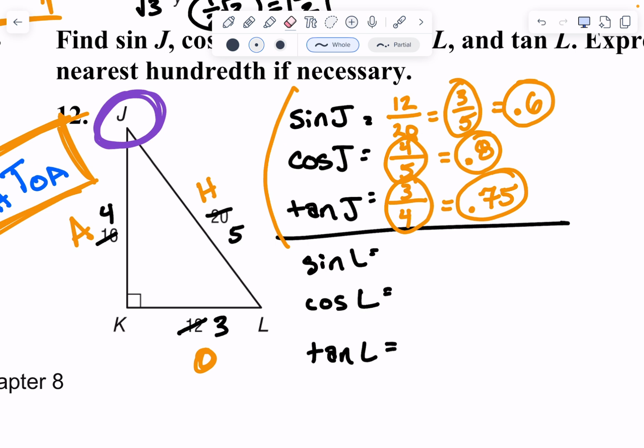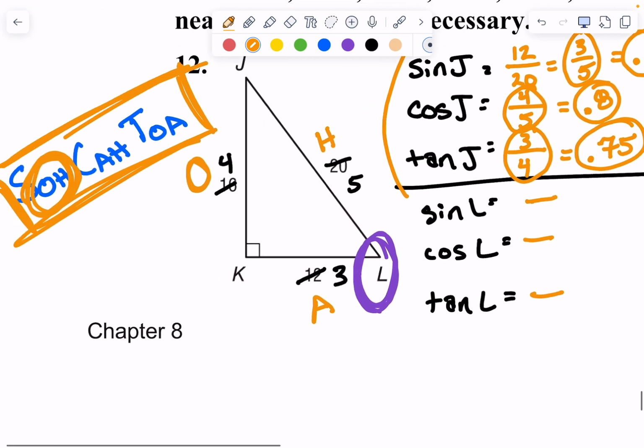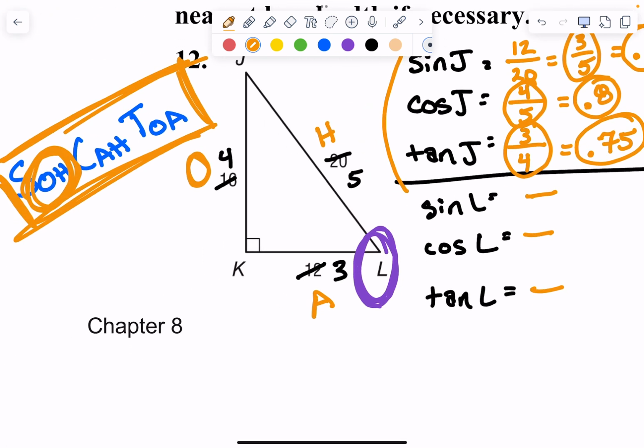All right, now, here's the deal. We have to switch back to L, right? So instead of looking at J, I'm going to erase J and I'm going to circle L, okay? But now my O and my A are in the wrong spots. Is H still in the right spot? Yep. So this guy is O and this guy is A, right? All right, sine, cosine, tangent. Sine is SOH, right? What's O and H? 4 and 5. And 4 over 5 as a decimal is 0.8.